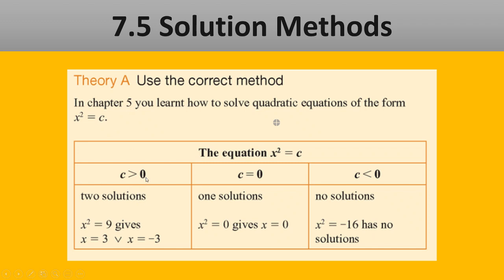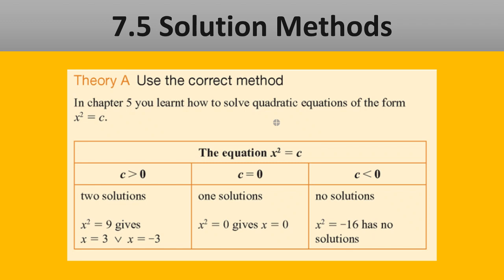And then I said if this number is bigger than 0, I get two solutions: the square root of 9, which is 3, or minus the square root of 9, which is minus 3. If c equals 0, then my answer is only x is 0. And the last one, if c is negative, smaller than 0, then I had no solutions.